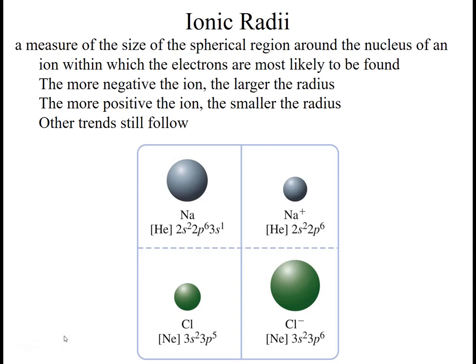Ionic radii. Ionic radii is very similar to that of atomic radii. Basically, it's the space that the atom, or in this case ion, is likely to take up where the electrons are found. And in general, the trend is that the more negative the ion, the larger the radii, and the more positive the ion, the smaller the radii.